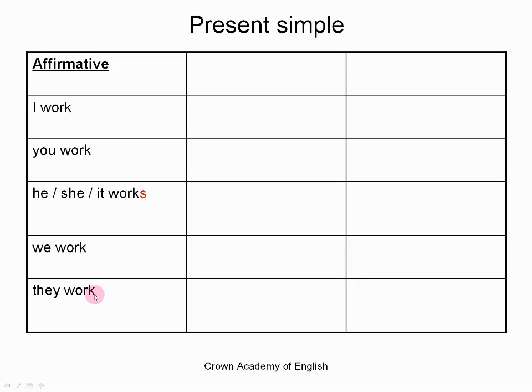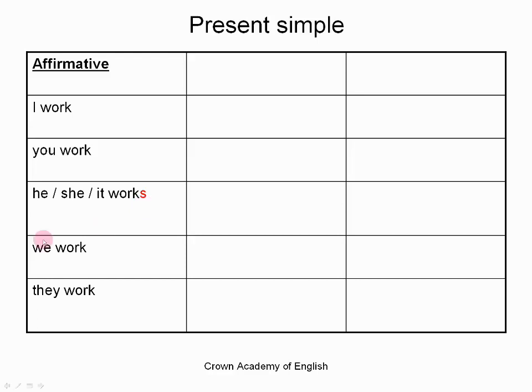So let's have a quick look at this column here. We can see it's actually quite easy. All of the forms, so we have I work, which is simple, it's the same as the infinitive. It's the same with you work, this is the infinitive. And this is the only one which changes. This is the important one to look at. It's the third person singular. So he, she, it works. You add an S, a letter S to the infinitive.